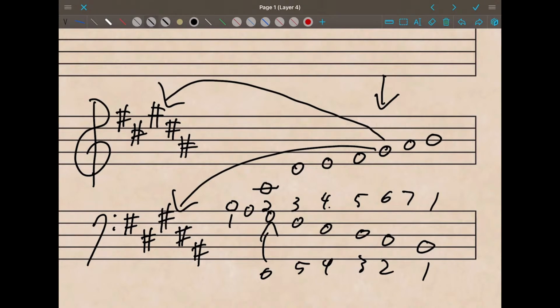Some people say to go back 3 half steps from the tonic. That also works. So if I went from here, if I went B to A, that's 2 half steps, and then A to G sharp, that's 3 half steps. I can find my minor key name there. It's another way to find the minor key.